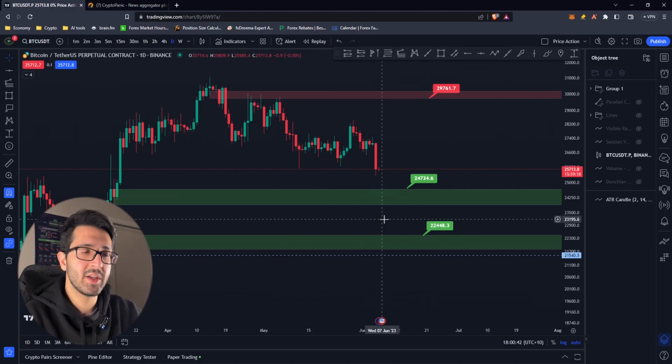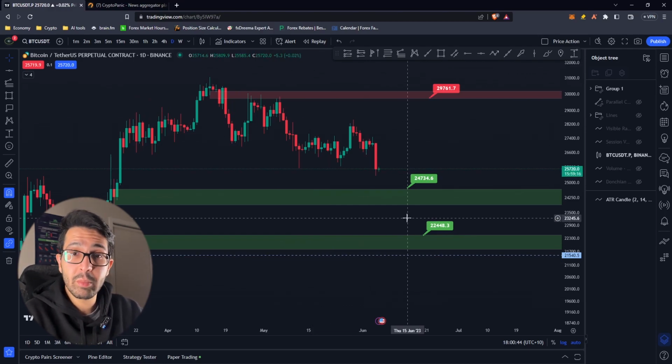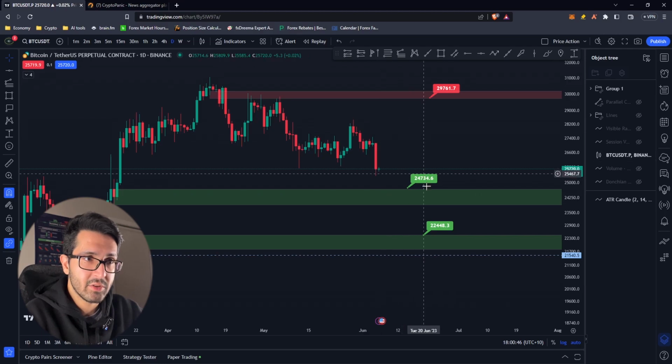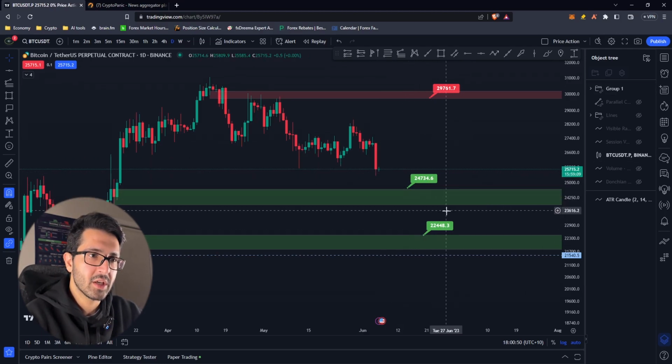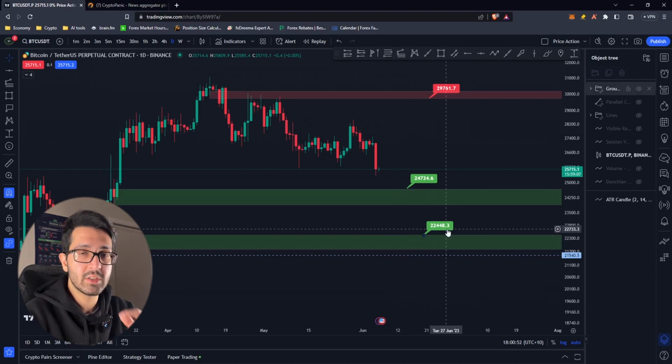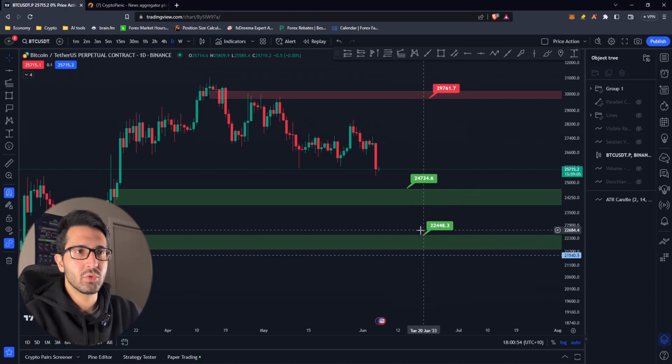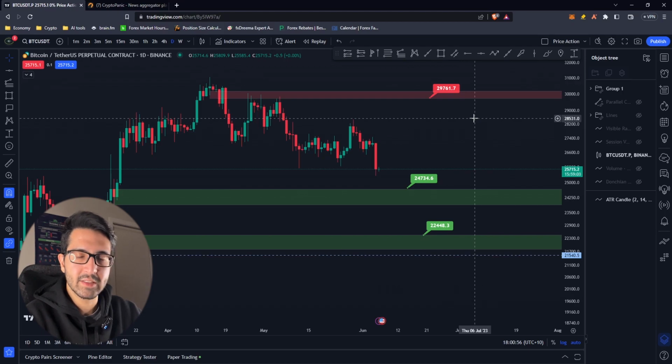The second scenario is you want to be fully safe. You don't want to get into the first position because you want to be safe with your money. This is the second level that you can get into, 22,500 roughly speaking, in order to open a long position. That's the second way you can do it.